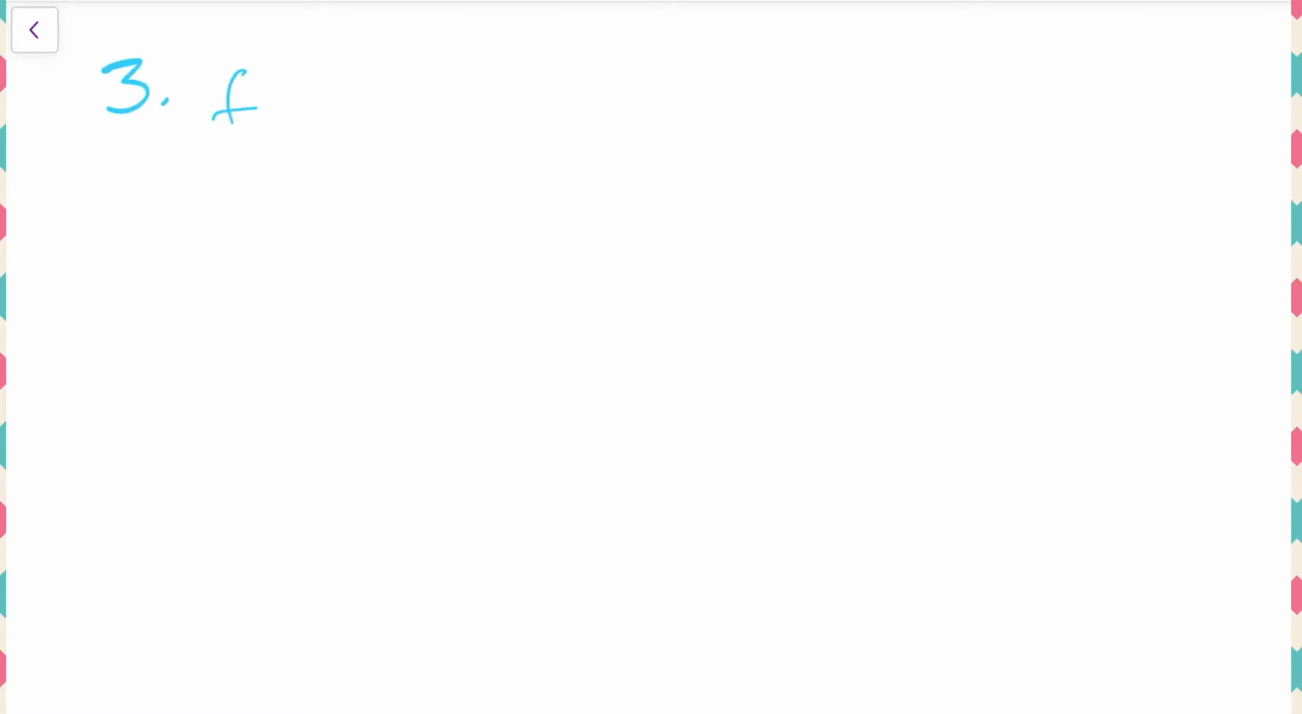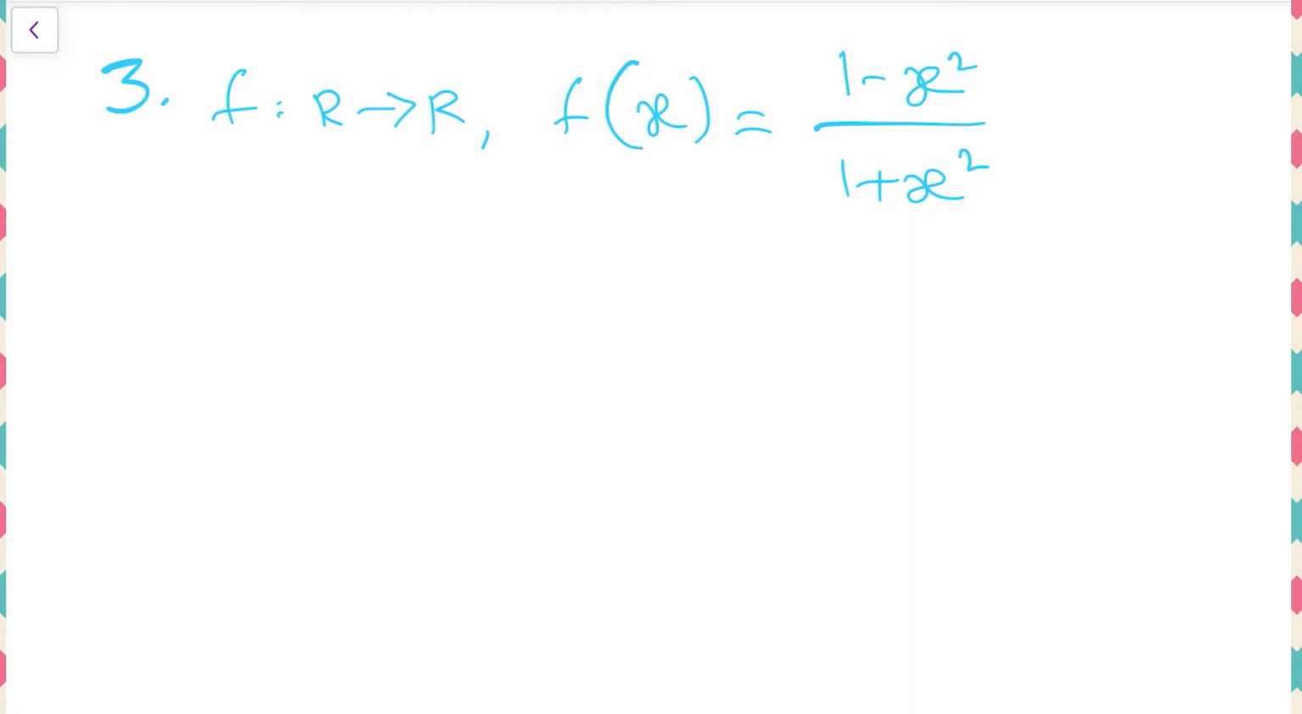F is a function from R to R, and that function is defined as f of x equals (1 minus x square) divided by (1 plus x square), and he is asking to show that f of tan theta equals cos 2 theta.